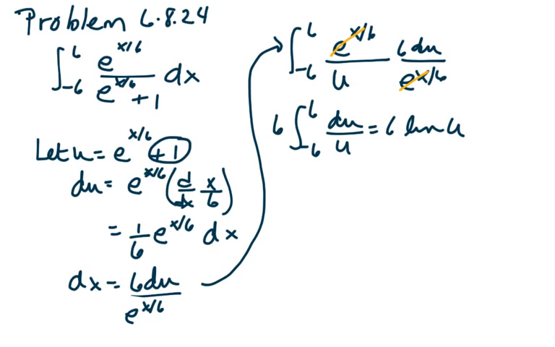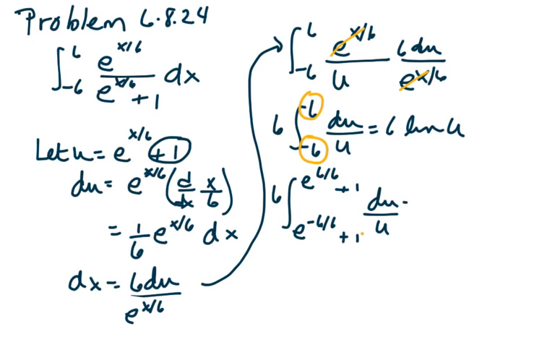So we can do one of two things at this point. It's a definite integral. We can change the limits in terms of u, and I think I'll do that in this case. Let's do that. So this is 6 times, you put negative 6 into u. So this is e to the negative 6 over 6 plus 1. And up top, you get e to the 6 over 6 plus 1. And, oops, that would have been du over u. I'm sorry.